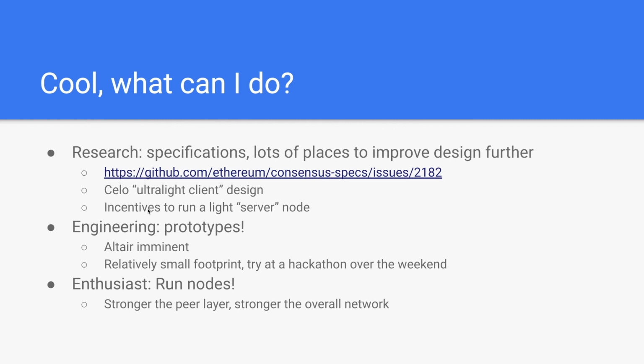Also, there's this whole question of incentivizing the light server. We didn't talk too much about that, but I'd say a problem with LES today is that there just aren't enough server nodes. So it's hard to operate a light client.